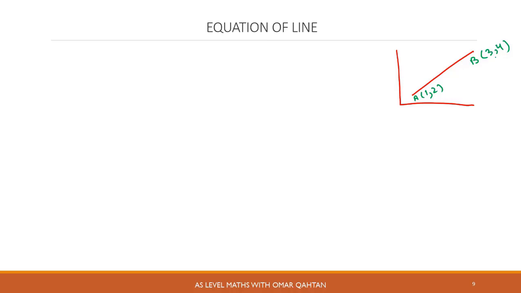Now let's talk about how to find the equation of a line. We have the general equation for finding the equation of a line, that is y equals mx plus c, where m is the gradient, c is the y-intercept. You could see over here, this is the point where the line is intersecting the y-axis.